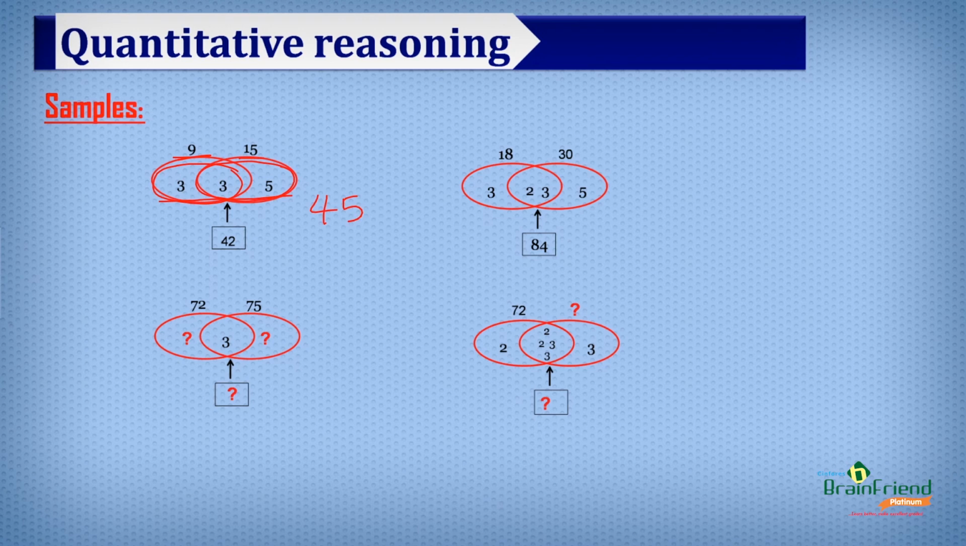Now, our HCF here is what we have in the overlapping loop. And we just have only a number there, 3. So we subtract 3 from 45. And when we do that, we'll have 42. And that's how we got our results here.